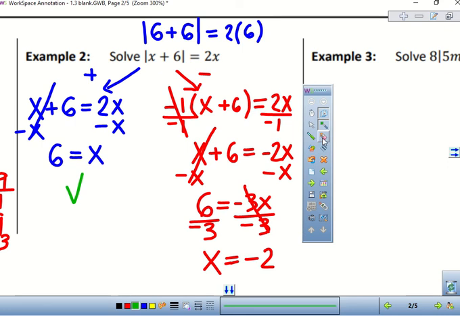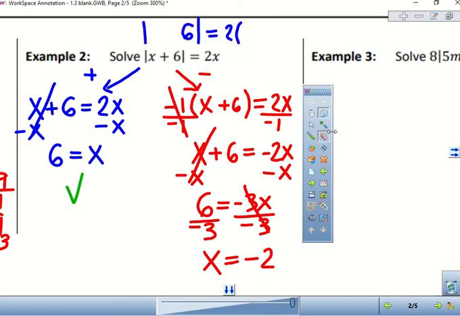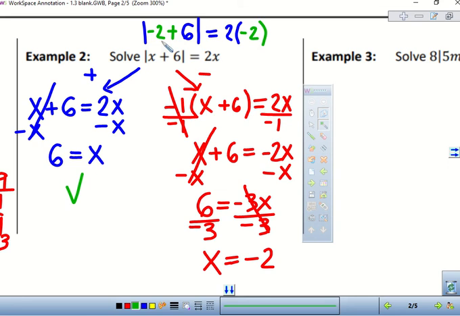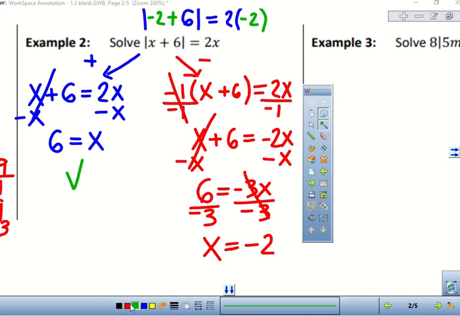Now let's try the other one. So the other one has -2, right? So if I plug in a -2 instead, let's see what happens. What's -2 plus 6? 4. Good. Absolute value of 4 is? 4. Over here, what's 2 times -2? -4. Can I verify this one? No. Is -4 equal to 4? No. No, this one's rejected because it doesn't check out on both sides. So we call this extraneous.